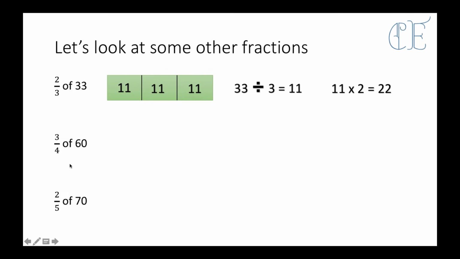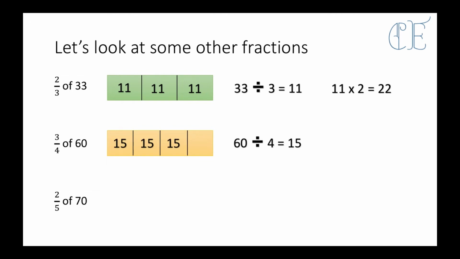The next one is 3/4 of 60. We still have to do 60 divided by the bottom number, so we'll draw a rectangle. 60 divided by 4 is 15, as we know from the previous slide. 15 goes in each box, but then we must take that 15 and I want 3 of them. So 1, 2, 3. I only want 3 of the boxes out of the 4. That's what that actually means. So I would do 15 times 3, giving me 45, and that's my answer.